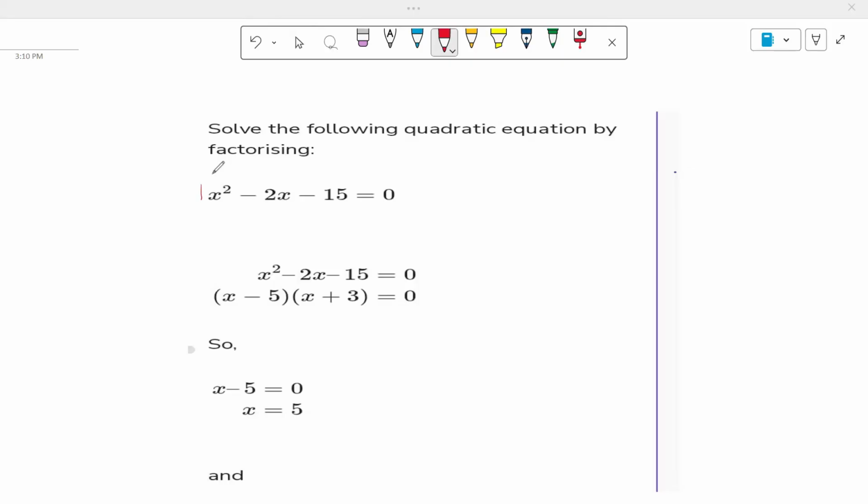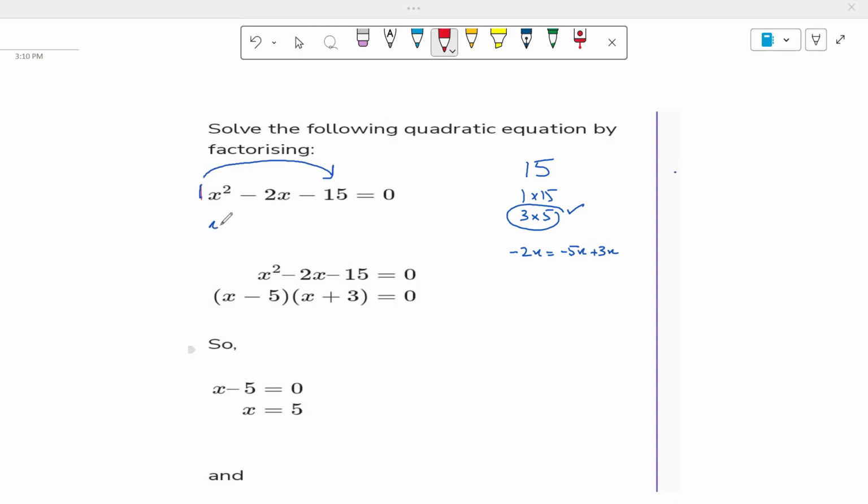The very first step for breaking the middle term is multiplying the coefficient of x squared with the constant. Meaning 1 into 15 gives us 15. Then making the paired factors of 15. The middle term is minus 2x. So minus 2x is equal to selecting 3 into 5. It will become minus 5x plus 3x.